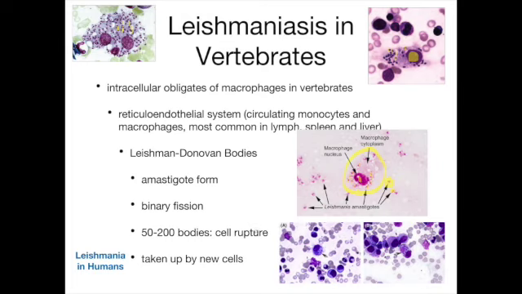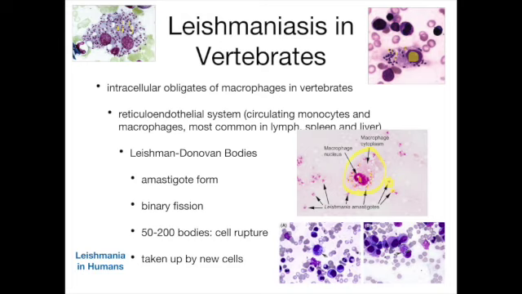A single cell can contain a couple hundred Leishman-Donovan bodies, and once the parasite increases to a certain number, you can see this guy here, he's got quite a few in here. Eventually the cell's going to rupture open. And when the cell ruptures open, all of these amastigotes are going to be released out into the extracellular space to be engulfed by another white blood cell.